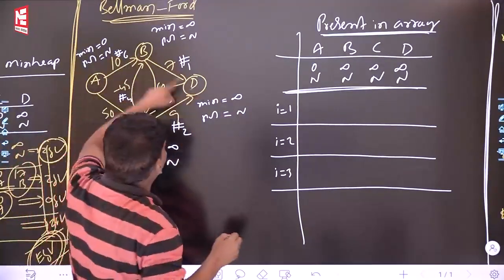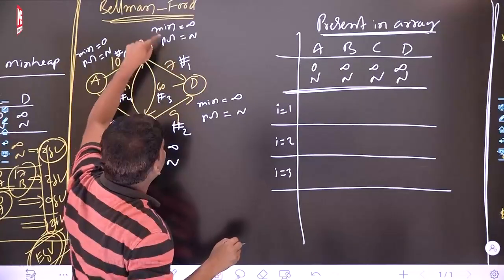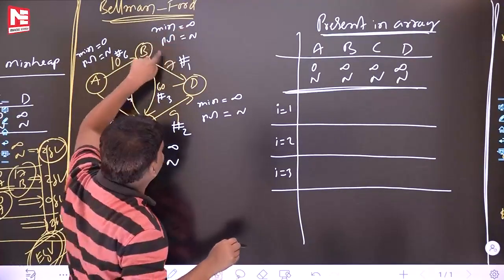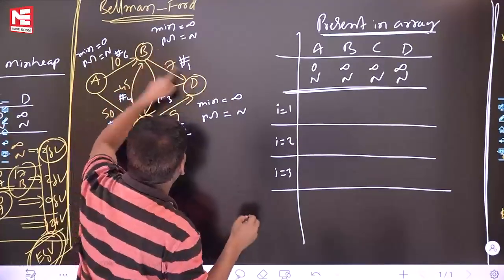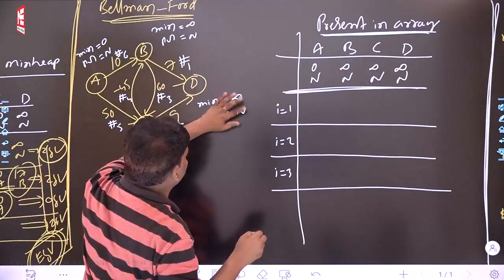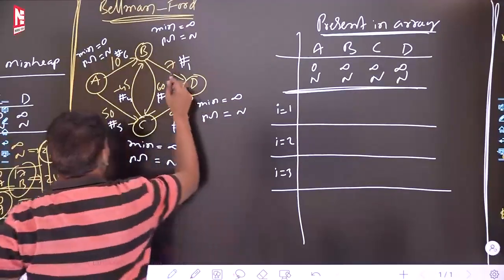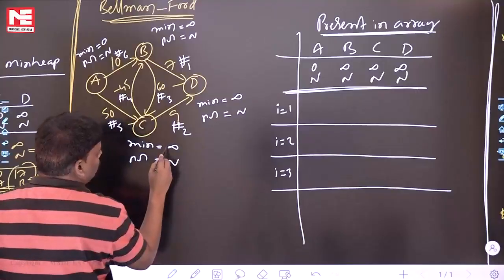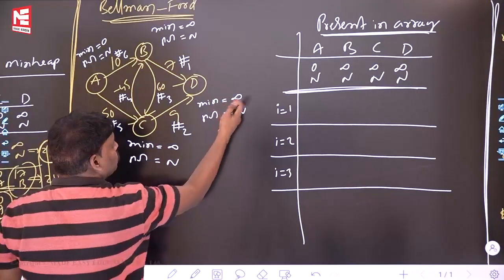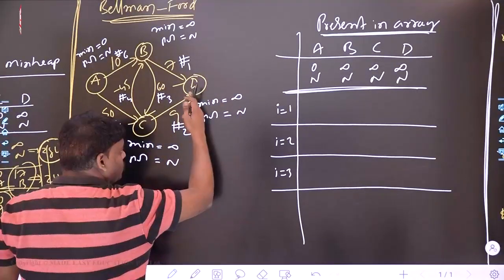Edge number 1 I am doing decrease key operation. What is the meaning? Already B value infinite. Infinite plus 7. Infinite only. Means no change there. So edge number 1 decrease key operation I done, but is not changing. It's okay. In the similar way, go to edge number 2. What is the edge number 2? This one. C to D. C value infinite. Infinite plus 9. Infinite only. No change. Edge number 2 decrease key operation also completed.